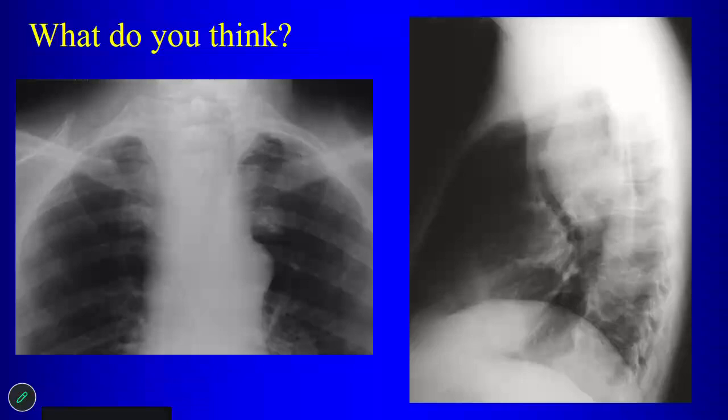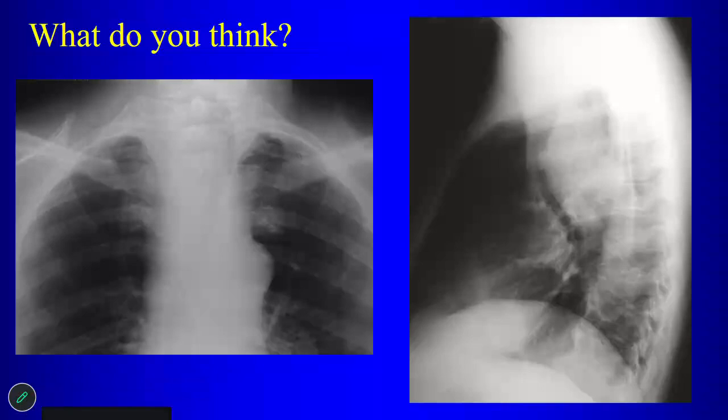On the lateral, I see deviation of the trachea. Yeah, so there's deviation of the trachea, so the mass is behind the trachea. What lives behind the trachea? Esophagus. The esophagus, okay. Is there any other interesting finding on the lateral view? You can see there's deviation of the trachea even on the frontal view, but any other interesting finding on the lateral view?